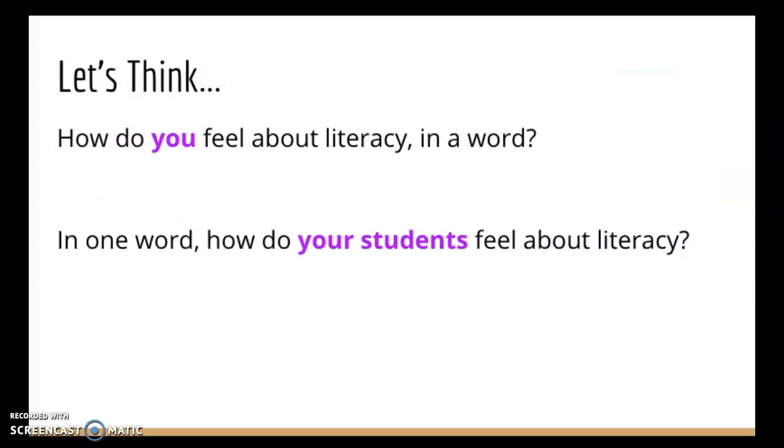To create a literacy community, let's first think, how do you feel about literacy in a word? And in a word, how do your students feel about literacy? So once staff has had time to share their post-its, I would read their responses and summarize feelings about literacy.